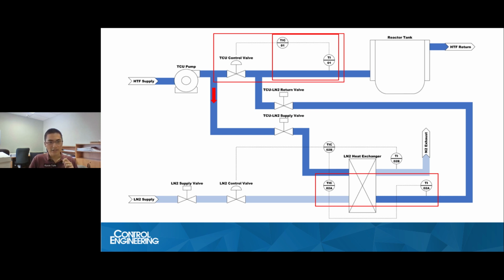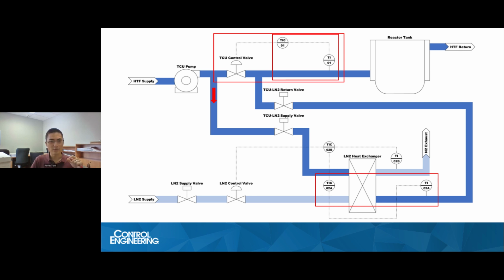All right, so here is a diagram to explain kind of what I'm talking about here. So first, I just want to clarify what we're talking about when we say the TCU set point. So what I mean here is the set point for the temperature of the heat transfer fluid that's about to enter the reactor tank jacket. And when I say LN2 set point, it's actually a bit of a misnomer, because what I mean is not the temperature of the LN2, but the temperature of the heat transfer fluid as it exits the LN2 heat exchanger.